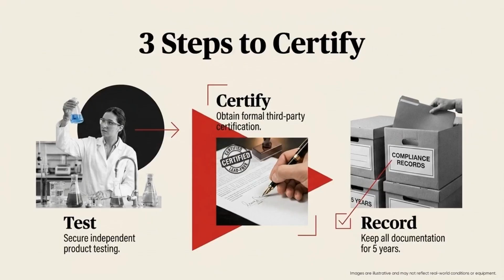First, you have to hire an accredited third-party auditor to independently test your products. Second, you get official certification proving you hit those tiny 0.25% or 0.2% targets. And third, and this is absolutely crucial, you have to safely store those records in your files for at least 5 years after the very last time you sell that product.